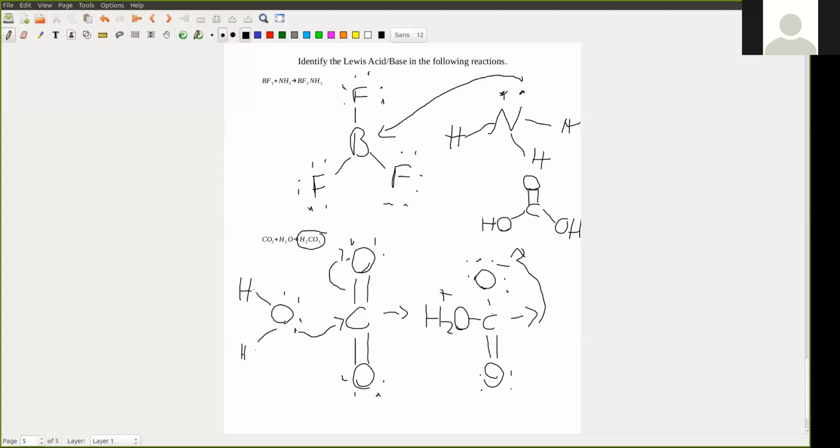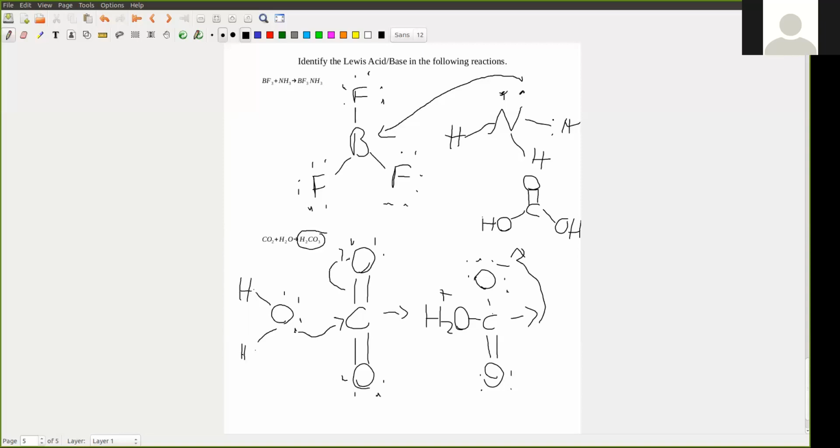Okay. So again, in identifying Lewis acids and bases, the Lewis acids in all cases are the electron acceptors. So in case 1, it's the boron trifluoride, and in case 2, it's the carbon dioxide. And the Lewis base is the electron donor. So in case 1, it's ammonia, and in case 2, water is the Lewis base. And that's all you have to do.